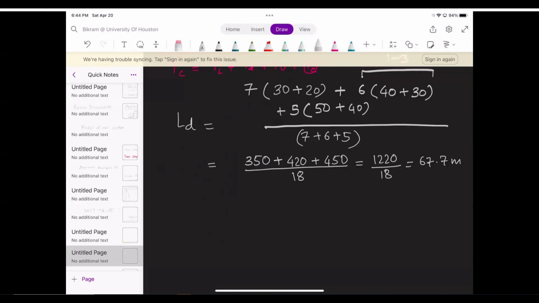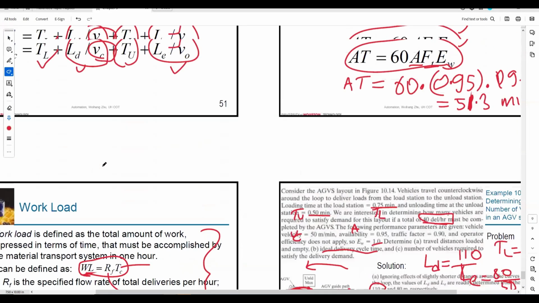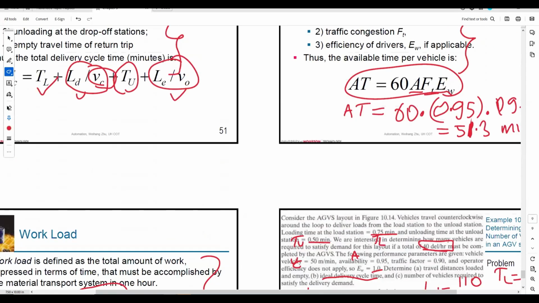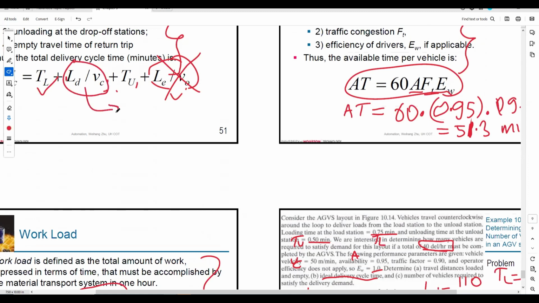All right, now we have the processing time. This is the LD. If we divide this distance by the speed, then we will find the time. Currently we are doing this LD part. LE is 0, so in our case we don't have to calculate it, and we are calculating LD. We know the speed, so this part is done.